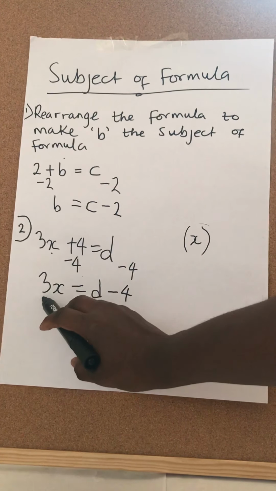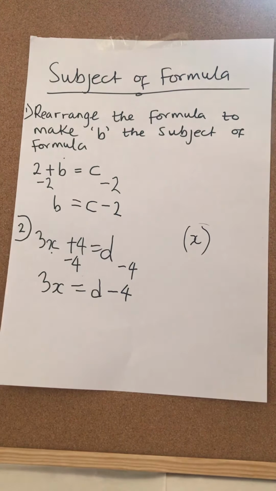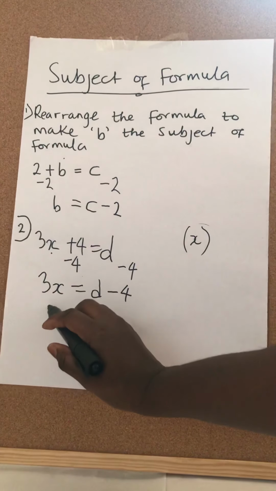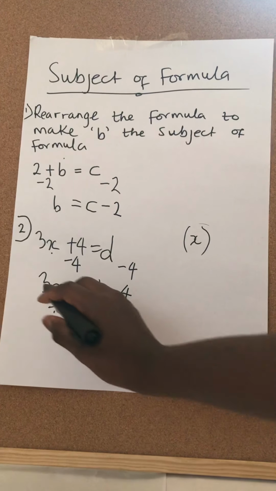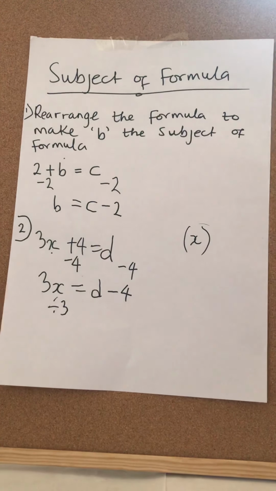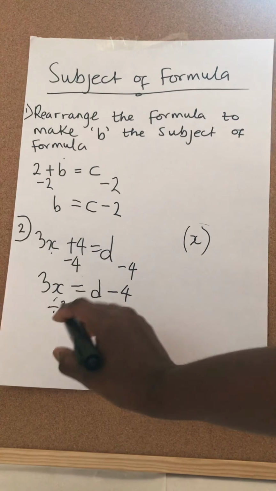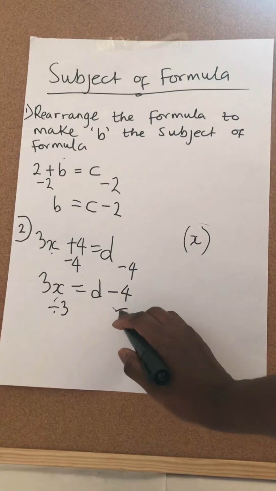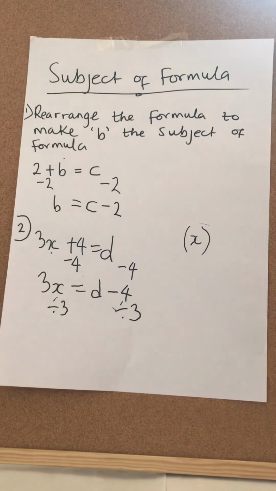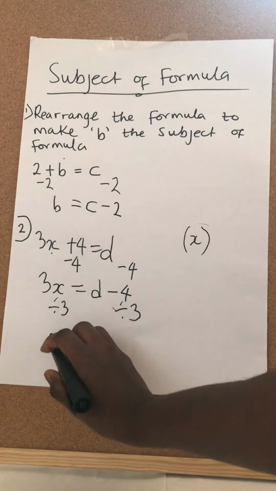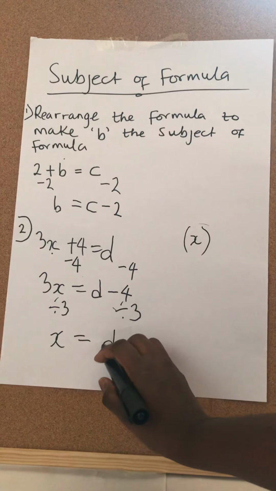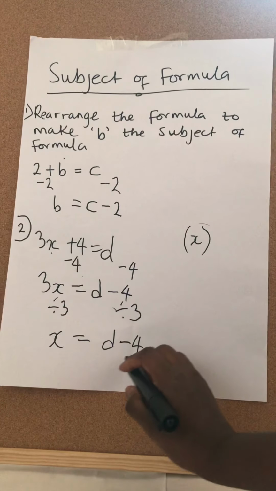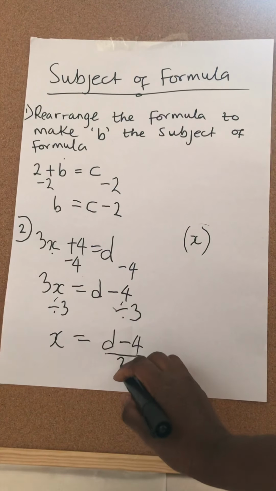Now the 3 is attaching itself to x. I need to get rid of it again. So I'm going to be dividing by 3, because this is 3 times x. The inverse of times is division. So it's divided by 3, and on this side divided by 3, so that we would have x here is equal to d minus 4 divided by 3.